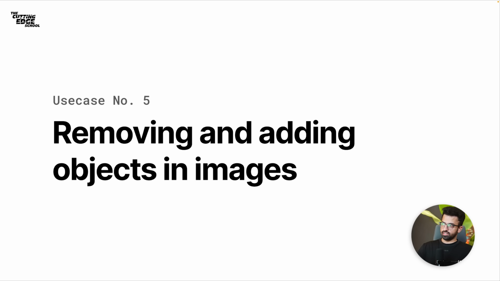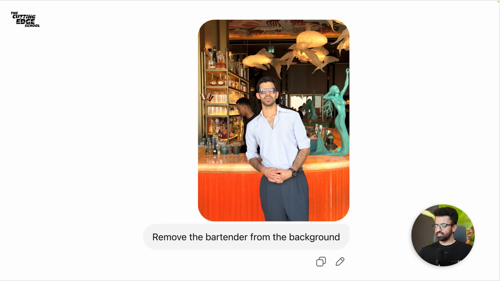So the next use case here is you can remove and add objects in any image. Now this is not like a new use case. It used to happen in the previous model as well, just like this, like remove the bartender from the background. It removed it. But now you can even expand the aspect ratio of this. You can even expand the image. So this is what we created using GPT 2.0.